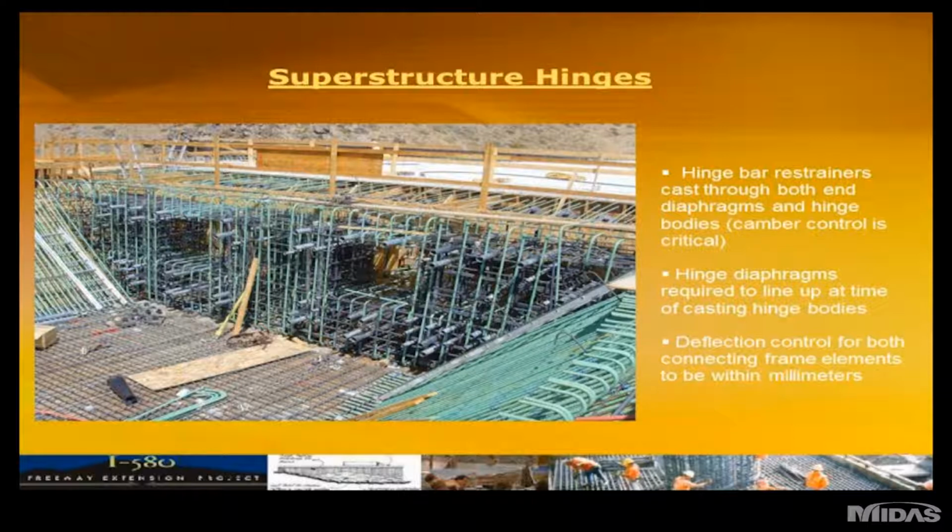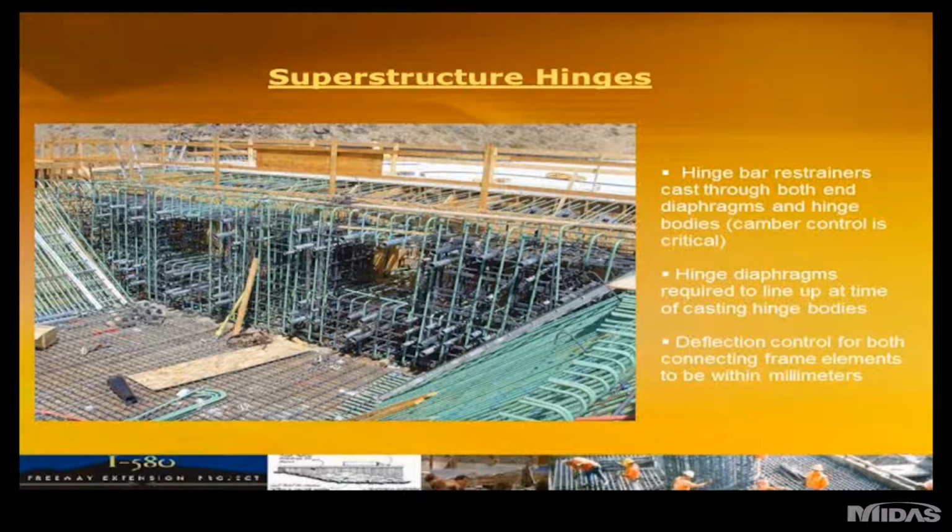And obviously a straight steel pipe needs to be straight through 4 different concrete pours, the 2 end diaphragms and the 2 hinge body pours. So obviously once we were ready to cast the 2 hinges, these pipes essentially had to line up in order to insert the restrainer bars so that we knew the pipe would be straight before and after casting. Deflection control, as I mentioned at the bottom of the slide, was critical to within a few millimeters. That's the tightness that was required to control the geometry at this point.